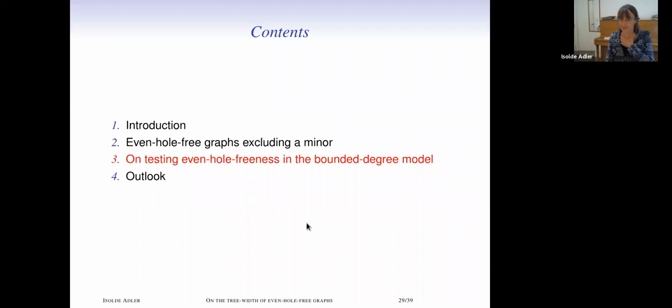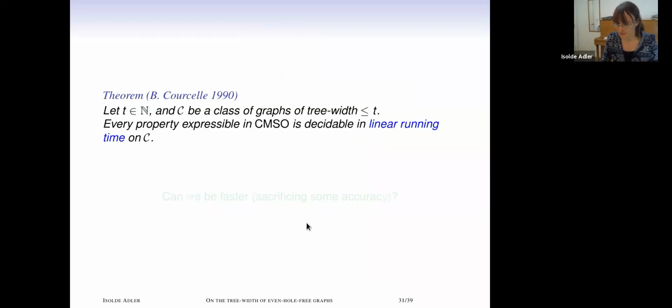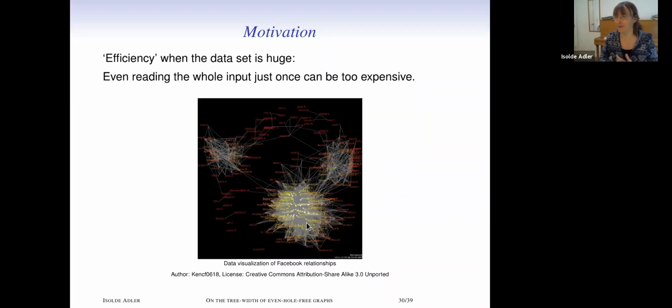Yeah, so let me chat a little bit about my original motivation for looking into even-hole-freeness and bounded degree. That comes from looking at efficiency when the data set is huge. In the context when the data set is huge, it's so big that even reading the whole input just once is too expensive. And it's the classical big data scenario that we encounter these days. And classical complexity theory, where you have NP-hard versus polynomial time as intractable versus tractable, doesn't really work very well anymore, because even just reading everything once, even linear time, can be too expensive. So we need new approaches there.